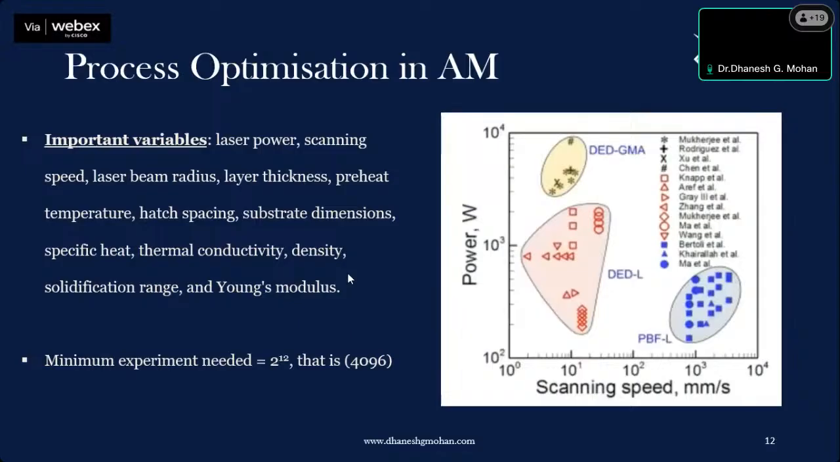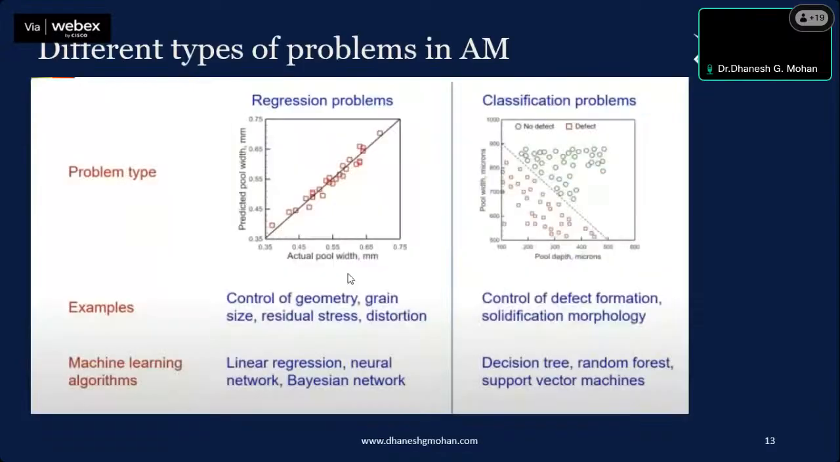Next slide, please. These are the different types of problems in additive manufacturing. The first one is called the regression problem, and the second one is the classification problem. Examples of regression problems are control of geometry, grain size, residual stress, and distortion. The machine learning methods we use are linear regression, neural networks, and Bayesian networks. For classification problems, for example, control of defect formation and solidification morphology, we use decision trees, random forest, and support vector machines. These are the key two types of problems in additive manufacturing.